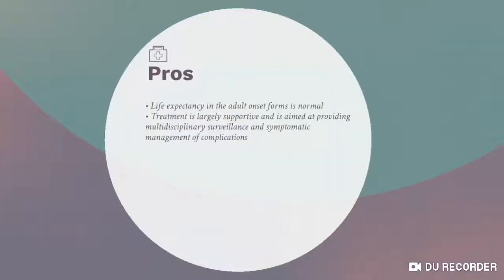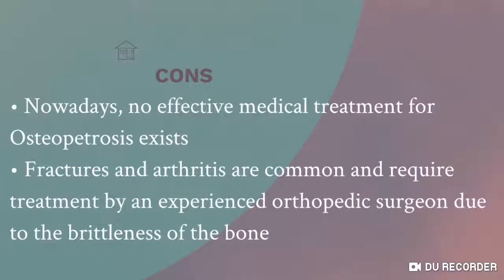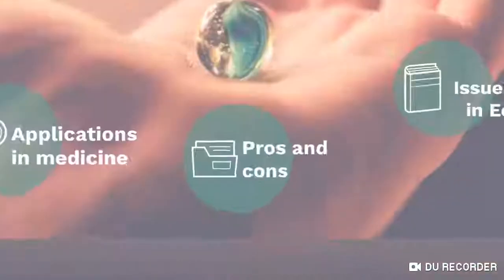Pros. Life expectancy in adult onset forms is normal. Treatment is largely supportive, and is aimed at providing multidisciplinary surveillance and symptomatic management of the complications. Cons. Nowadays, no effective medical treatment for osteopetrosis exists. Fractures and arthritis are common, requiring treatment by an experienced orthopedic surgeon due to the brittleness of the bones.